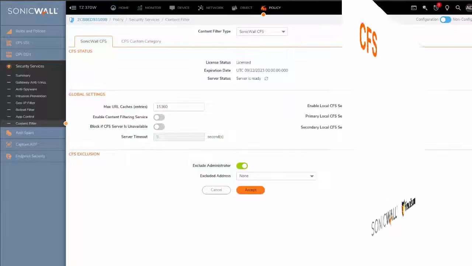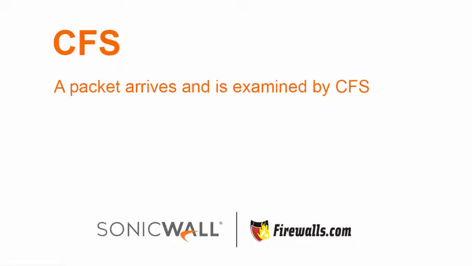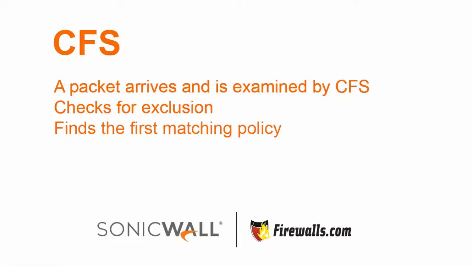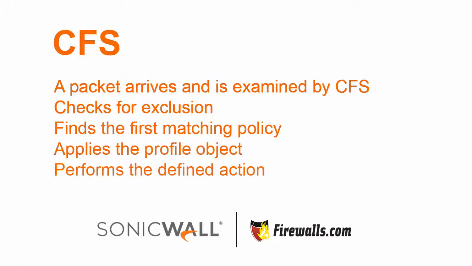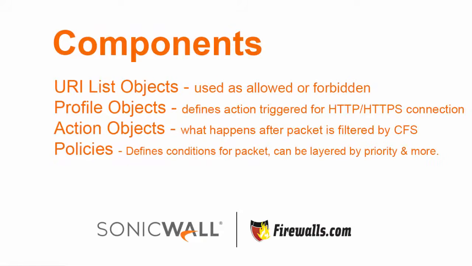First, I'm going to show you how CFS works with the firewall, and then we'll build a simple CFS profile. So a packet arrives and it is examined by CFS. It gets checked for exclusion. It gets matched to the first matching policy. It applies the profile object and performs the defined action. So the four main components are URL list objects, profile objects, action objects, and the policies.